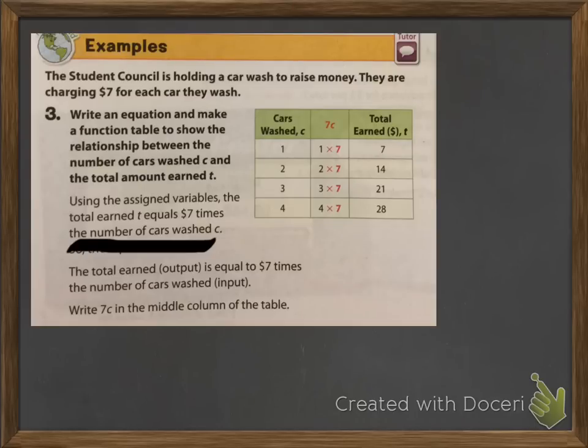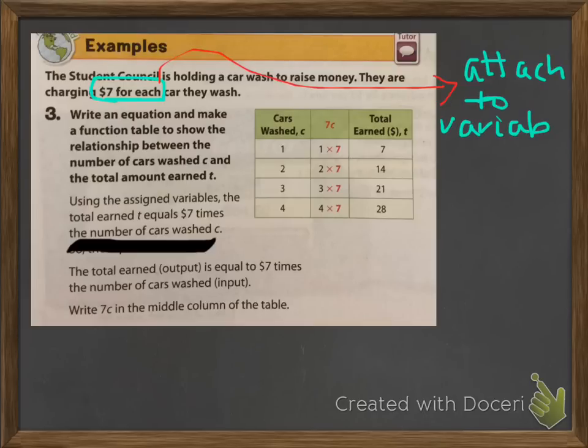It says the student council is holding a car wash to raise money. They are charging $7 for each car they wash. There's that word each again. So $7 each. That 7, usually that means that it's attached to the variable. So we are going to attach to variable. And that's just a little note on the side so that you remember that when you find that word each or per or for every, that's usually the one that's going to be stuck to the variable.